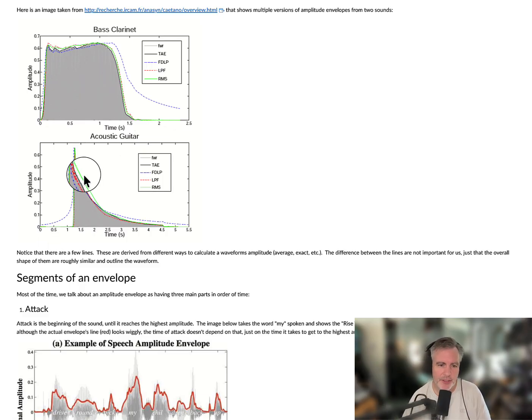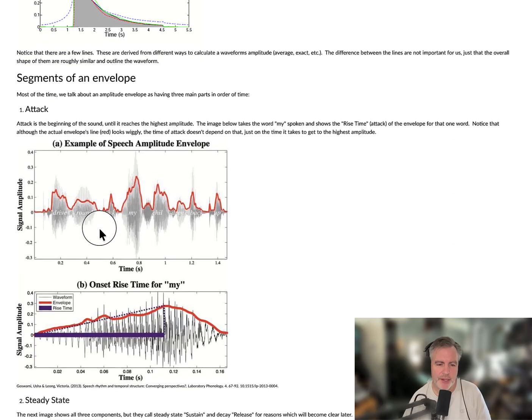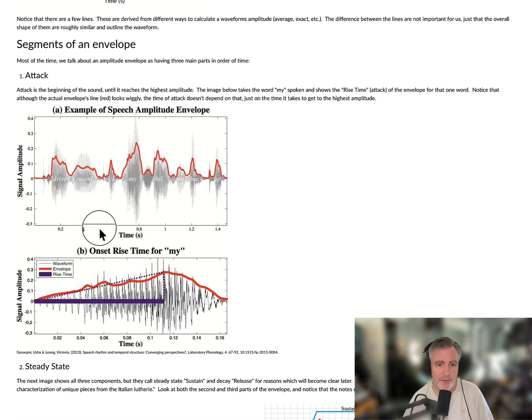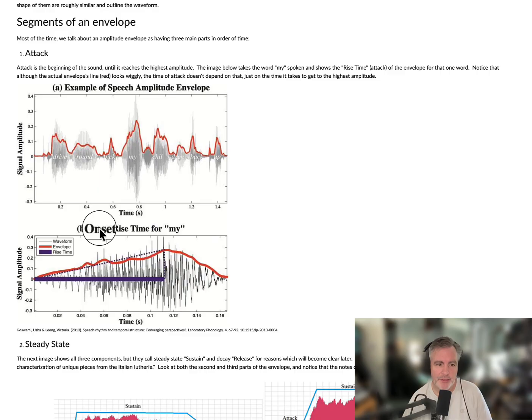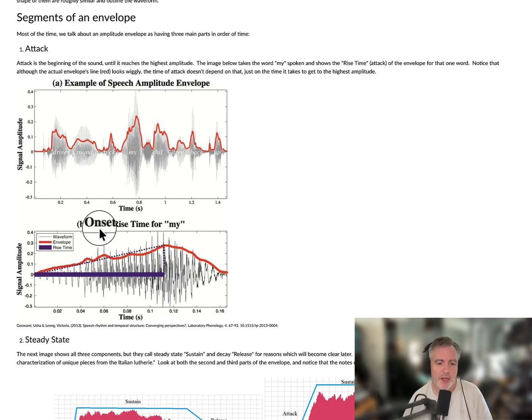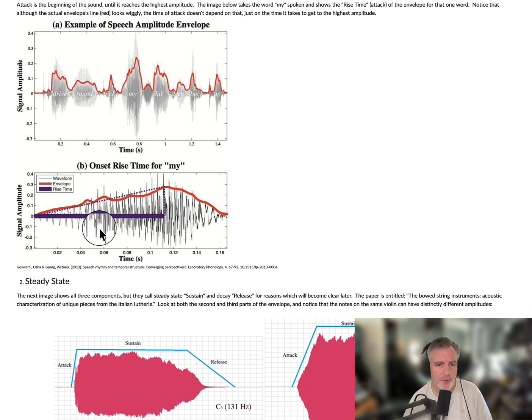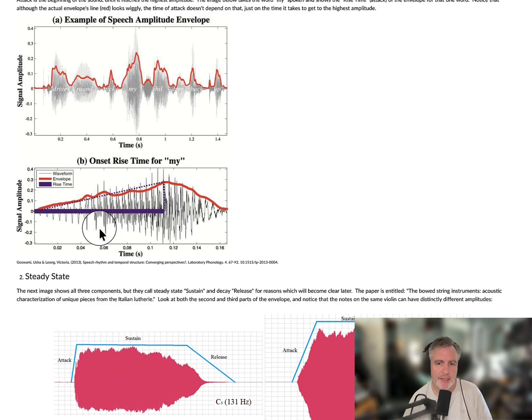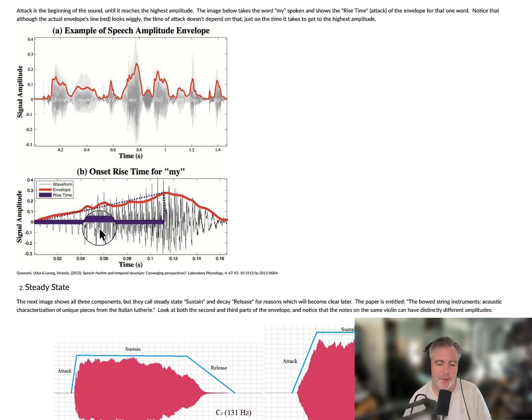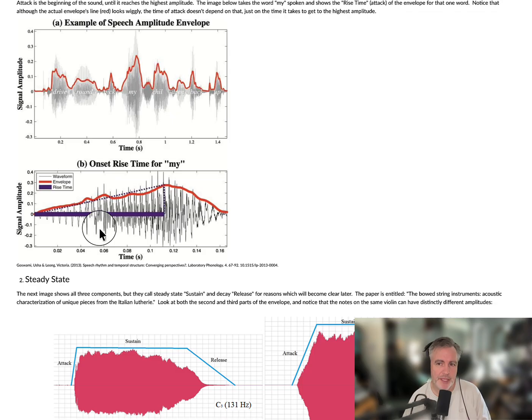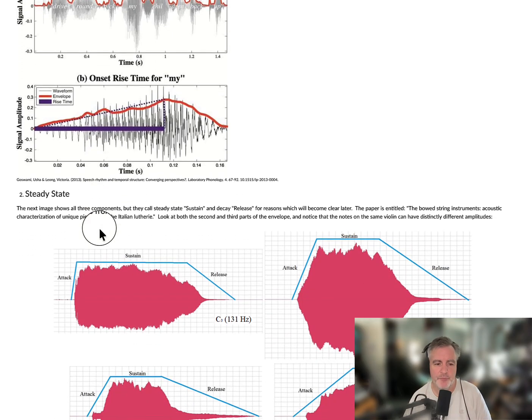So those two are different examples, and we start talking about different parts of an amplitude envelope. There's the attack, or how quickly it gets to usually the loudest part of the sound, but not always. It kind of depends, but most of the time, 95% of the time, it's to the loudest part of the sound, which usually happens at the beginning of the production of a sound.